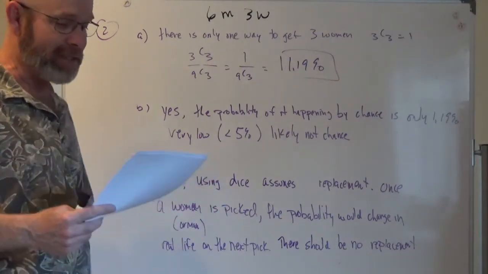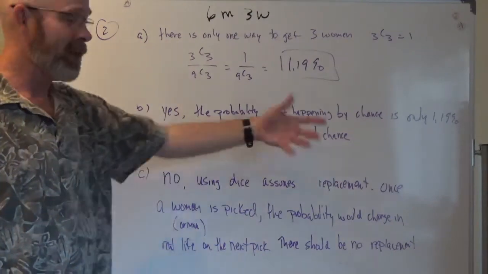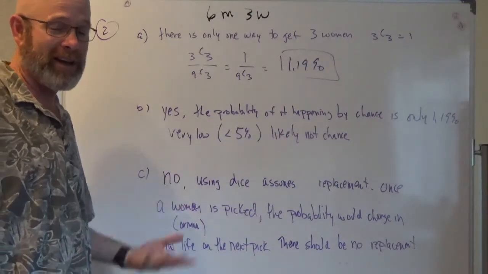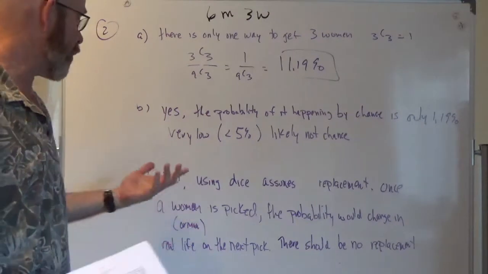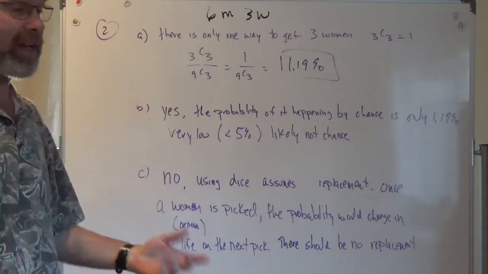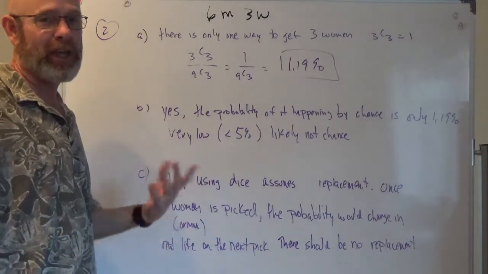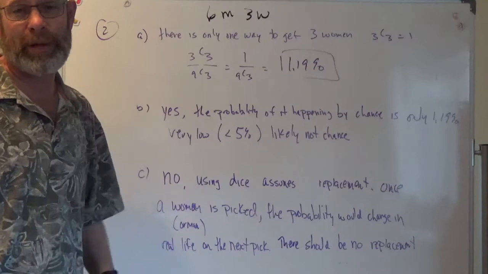So the question is based on that, is there reason to doubt the claim that it was done randomly? Well, yep. We've talked all year about this 5% cutoff. I know it's a random cutoff, sort of, but the probability of it happening by chance is very low. If you're in this company, you're going to say, hey, there's only a 1.1% chance of this happening by chance. Probably didn't happen by chance. Probably happened some other way.